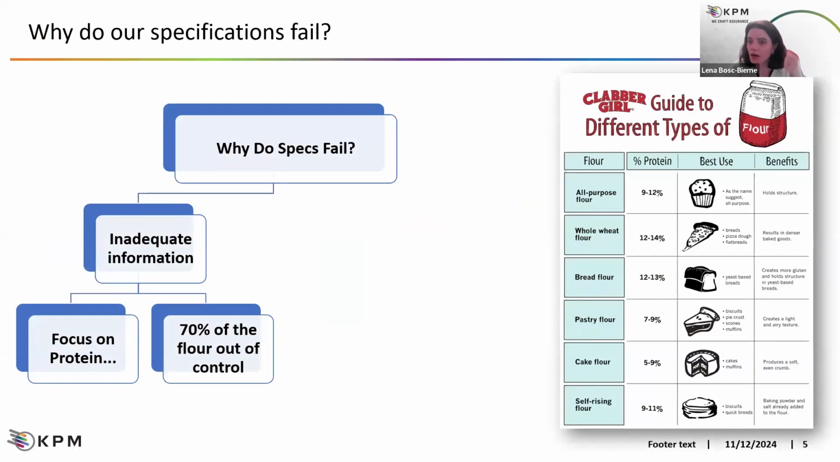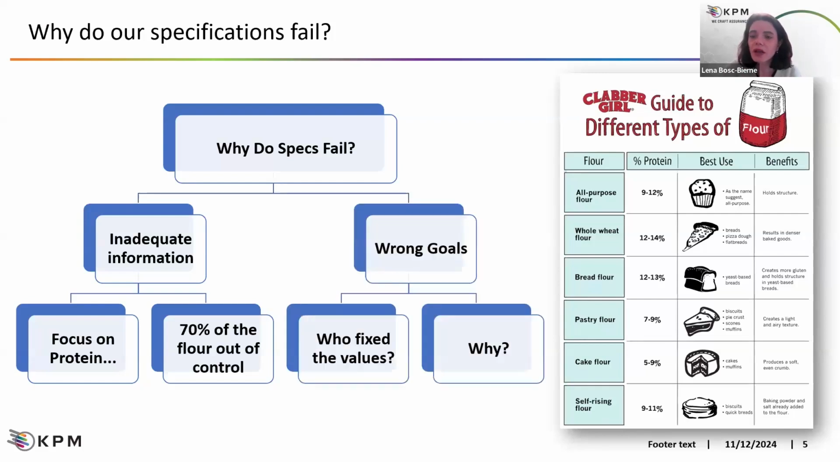We focus a lot on protein, but not really on the starch, which represents 70% of the flour. So if we don't analyze the starch part of the flour, that means that we assume that 70% of the flour is outside of our control. It can be a choice, but results show that it can be risky.